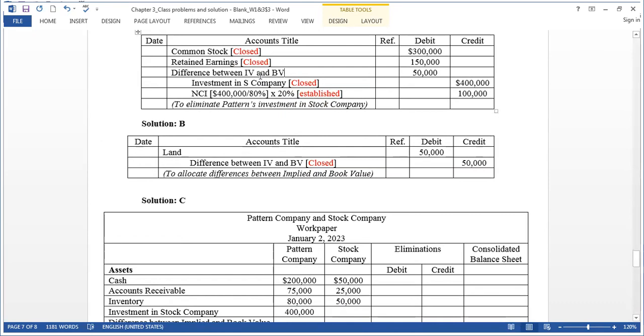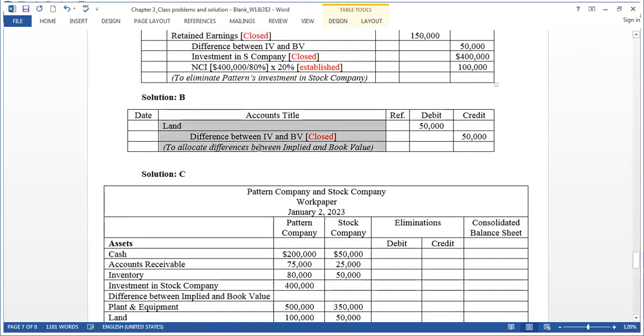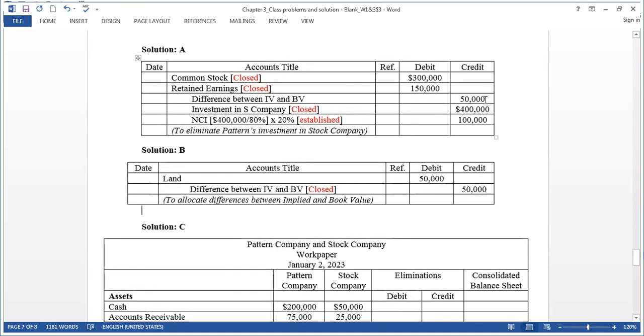So if the difference is on the credit side, for example, how do we handle the journal? To close, the difference should be debit, right? To close, difference should be debit and land should be credit. That means land value decreases. This we already learned from our previous lesson.